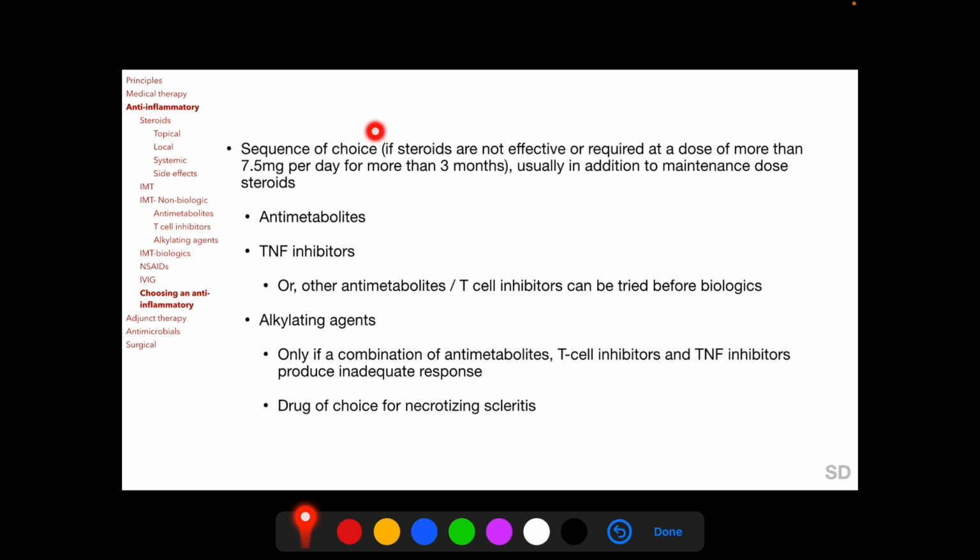And the sequence of choice of IMT is usually as follows. First, antimetabolites are started. If antimetabolites are found to be not adequate, then either TNF inhibitors are started, or alternatively another antimetabolite or a T-cell inhibitor can be tried before TNF inhibitors are started. Alkylating agents, because of their significant serious risk of malignancy, are indicated only if a combination of antimetabolites, T-cell inhibitors and TNF inhibitors produce an inadequate response. However, alkylating agents are a drug of choice for necrotizing scleritis.